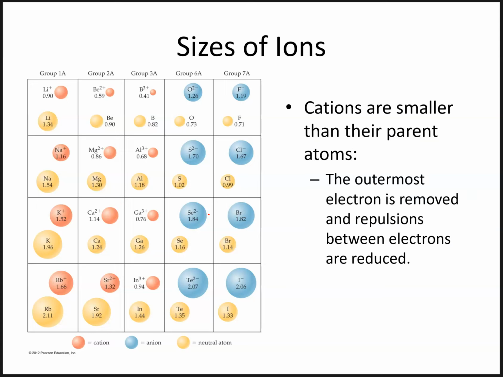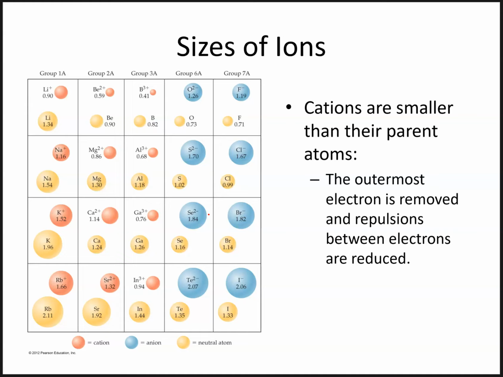So the outermost electron is removed for cations, and the repulsive forces start to go down, and the attractive force between the nucleus and the remaining electrons causes things to shrink. Anions, it's just the opposite. They have to expand to accommodate the extra electron. The effective nuclear charge isn't strong enough to hold on to the electrons quite as well.